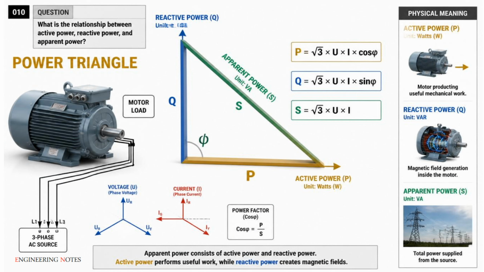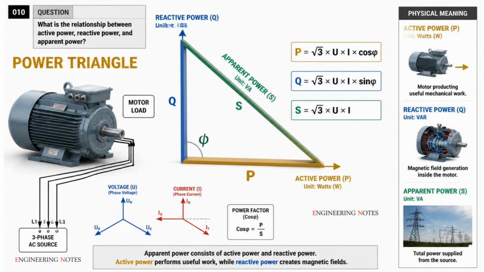Question 10. What is the relationship between active power and reactive power? The relationship between active power, reactive power, and apparent power is expressed through the power triangle. Active power, P, is the useful power that performs actual work in the electrical system and is measured in watts. Reactive power, Q, is the power that oscillates between the source and reactive components, such as inductors and capacitors, and is measured in voltamperes reactive. Apparent power, S, is the combination of active and reactive power and is measured in voltamperes.